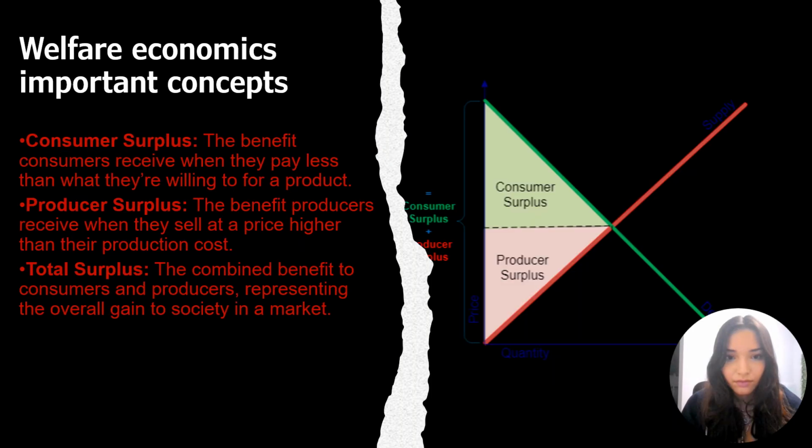further explore. So this is just a little overview of welfare economics important concepts. So of course we have consumer surplus in the green, producer surplus in the red, and then both of the triangles together is total surplus, which is the combined benefit to consumers and producers, which is the overall gain to society.